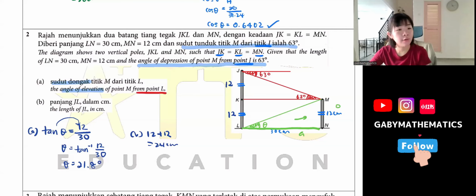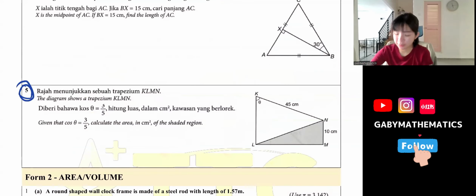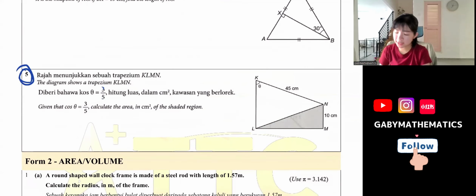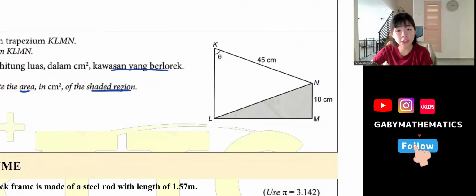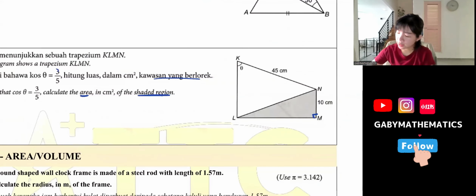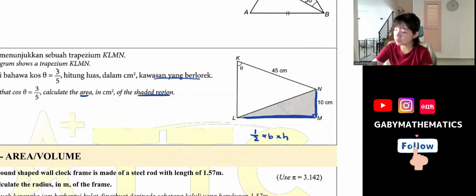Okay, one last question of sine, cos, tangent, trigo. Okay, we do number 5. Given that it is a trapezium, given that cos theta is 3 over 5, calculate the area of shaded region. Now, to find the area of the shaded region, this shaded region is a triangle. So if I want to find a triangle, we always need 1 over 2 times base times height. We need LM, we need NM. NM is already given, which means we need to find LM. If we can find LM, then we can find the area of the shaded region.